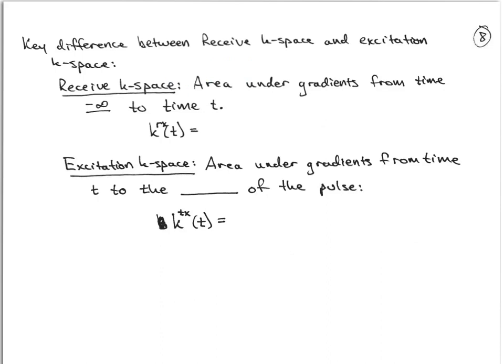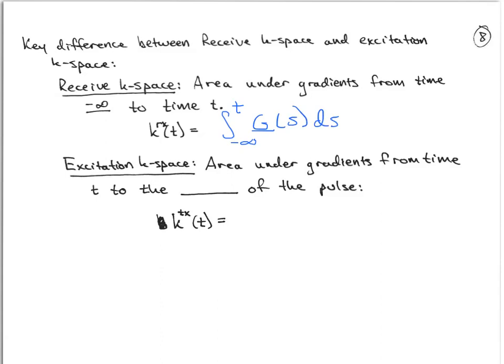So the last thing that I wanted to do before I go through the analytic derivation of the small tip approximation is point out the key difference between receive k-space trajectories that we've been working with up till now and excitation k-space. So receive k-space is defined as the area under the gradients from the time minus infinity, or really from the time once the magnetization is excited, because you can't accrue phase unless you've excited something, up to time t, right? So mathematically, this is commonly written as k of t for receive, Rx here standing for receive, is equal to the integral from minus infinity to t of g of s ds, right?